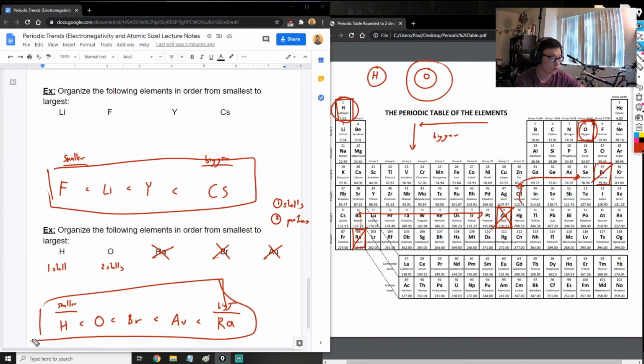Alrighty guys, so hopefully that was helpful. That's going to be the periodic trends that we talked about, electronegativity and atomic size.